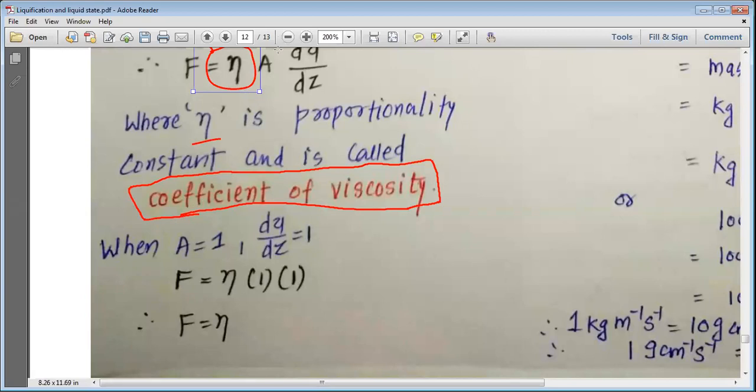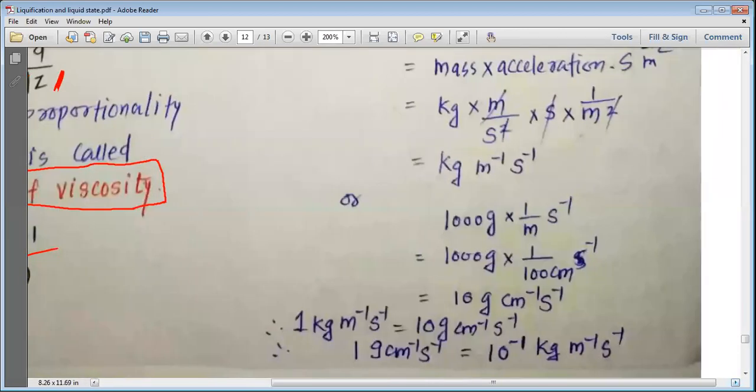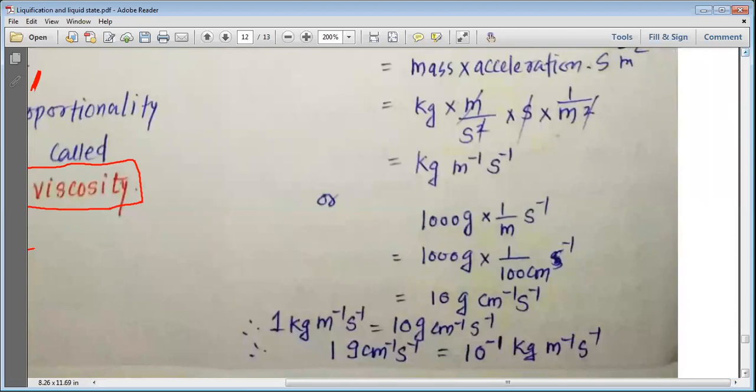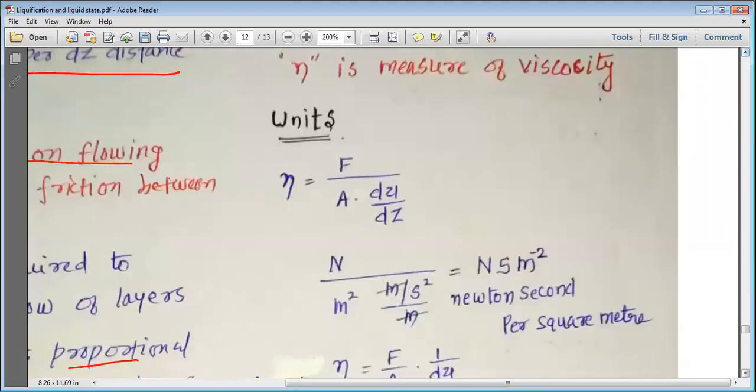When you put the value of A equal to 1, and du by dz equal to 1, so if the area of cross section is unit, and if the velocity gradient is 1, we know that this force is equal to the coefficient of viscosity. And this is how, my dear students, we define this term. Let us look at the definition.